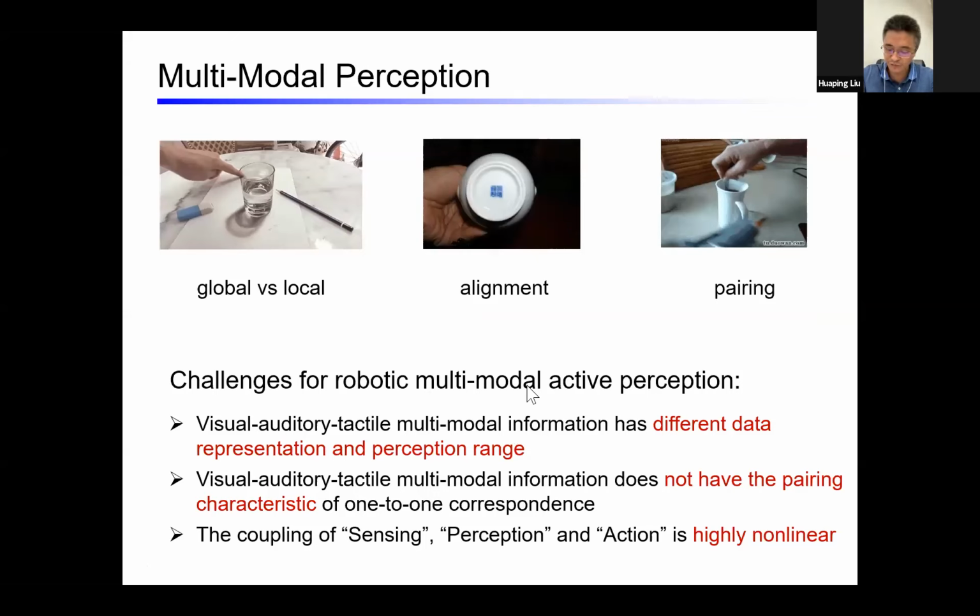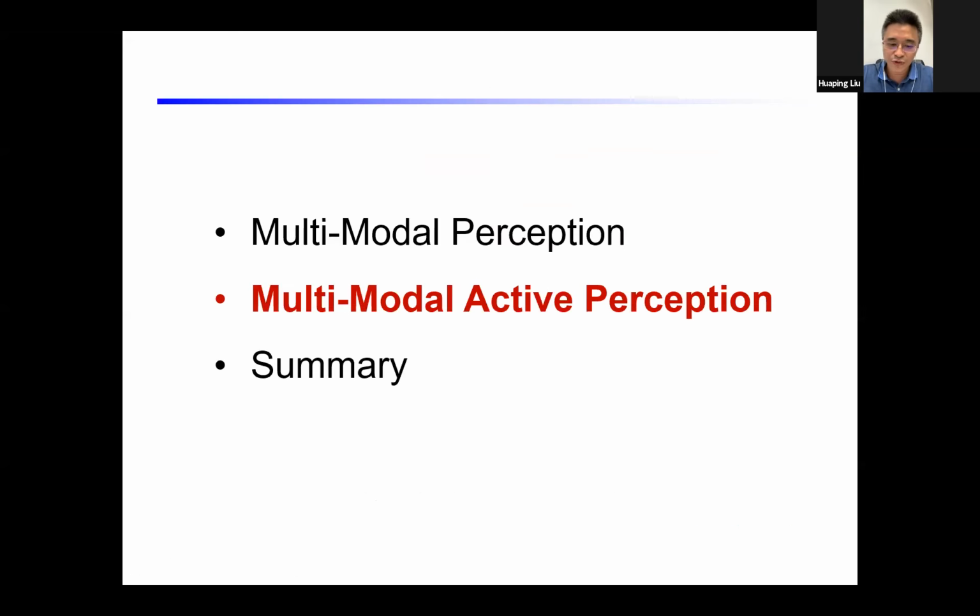Therefore, to summarize the challenges for robotic multimodal active perception: first, visual, auditory, tactile multimodal information has different data representation and perception range. The second one, visual, auditory, tactile multimodal information does not have the pairing characteristics of one-to-one correspondence. The third point, the coupling of sensing, perception, and action is highly nonlinear. Considering these challenges, let's talk about multimodal active perception in detail.